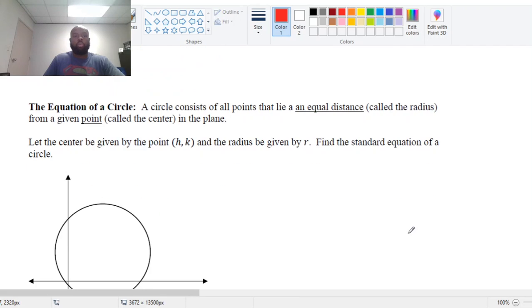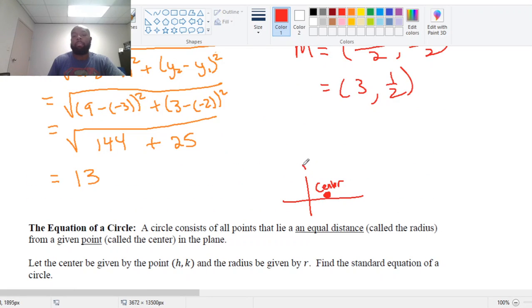The equation of a circle, that's another interesting thing that we can get from this stuff here. A circle consists of all points that lie an equal distance from a given point in the plane. So if I have a point in my XY plane and I want the set of all points that are an equal distance from that point, this point is called our center. And if I pick an equal distance that I want all the points in my plane to be in reference to that center, so let's say I want them to be that distance there, then the circle is basically all the points that lie that equal distance, and that equal distance is called your radius.